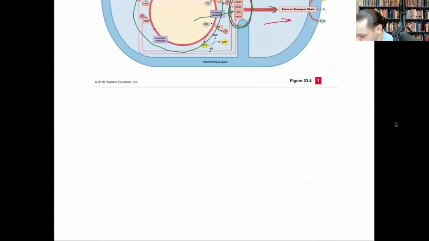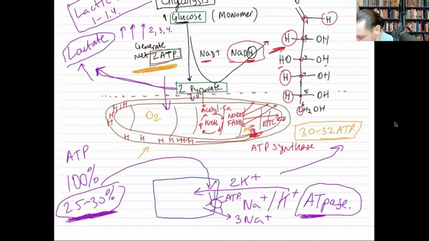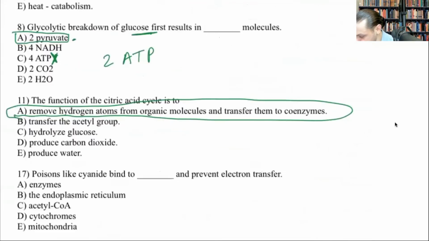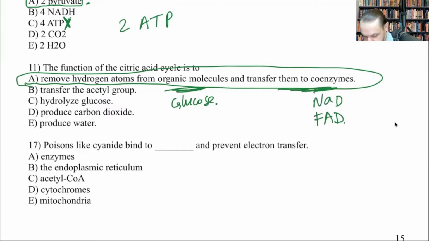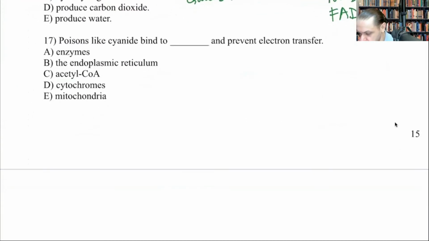Hopefully that makes sense. Let me go back to number 11. So A is the removal of hydrogen atoms from the organic molecules, being glucose for our purpose, and transfer them to these coenzymes, NAD and FAD, to drive that. So that's number 11. All right. So next question, we got number 17. For 17, we go to Milan.